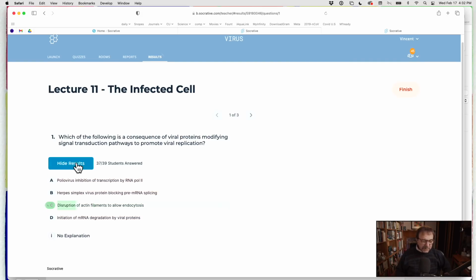How did we do? Well, most of you got the right answer, C, disruption of actin filaments to allow endocytosis, right? So that's a signaling pathway. When the viruses bind, they initiate a signaling pathway that leads to disruption of filaments. The others are not signal transduction pathways. I didn't tell you any signaling that's involved in any of these. There may be, but I didn't tell you any. We don't know of any. They're just direct effects of viral proteins.